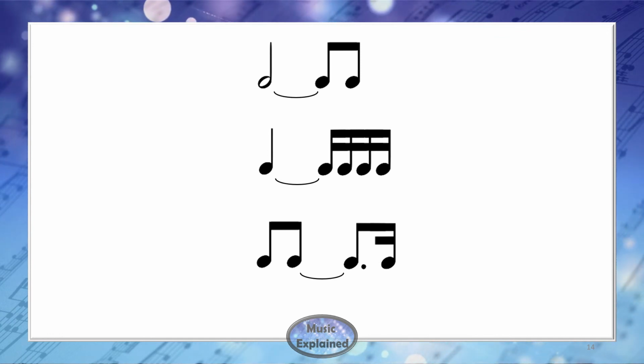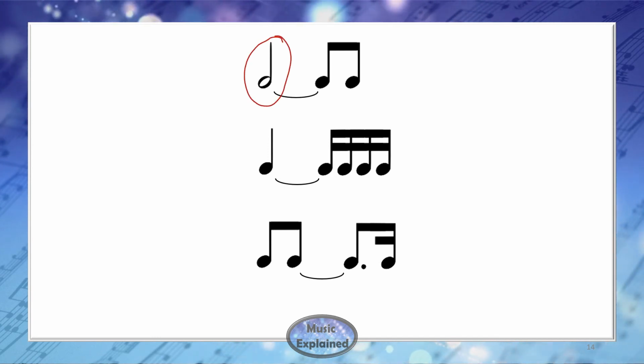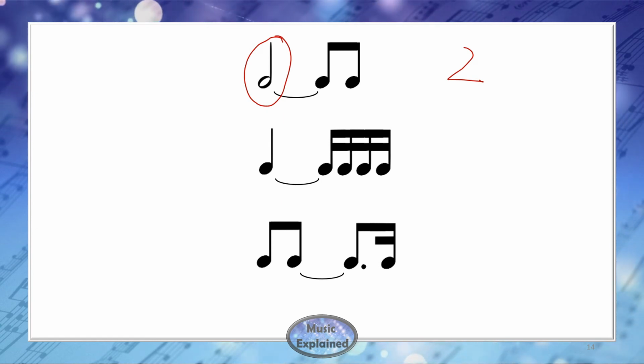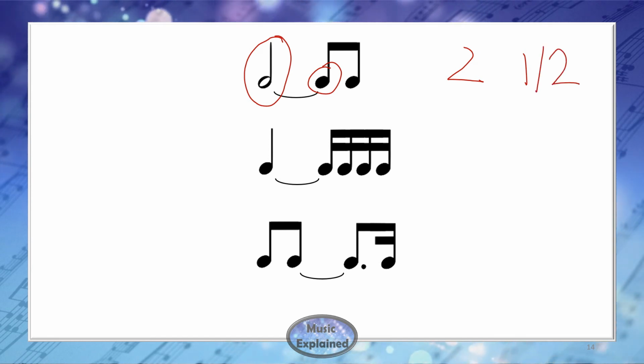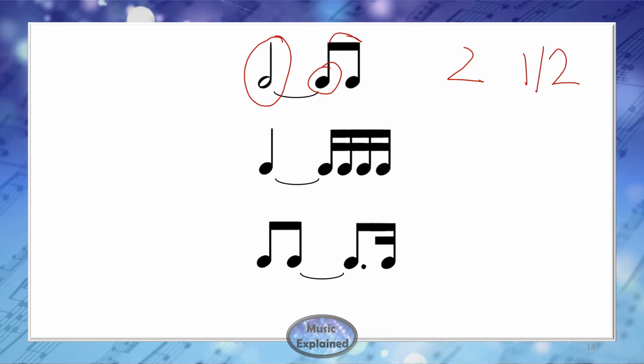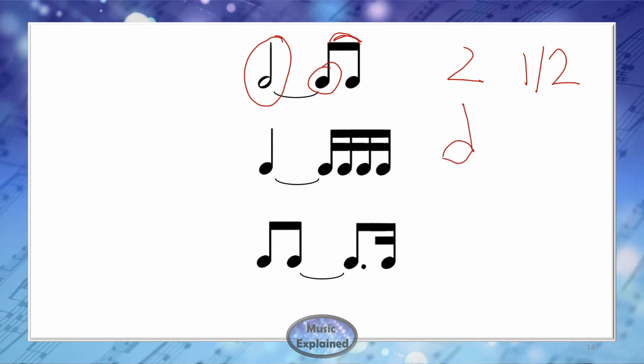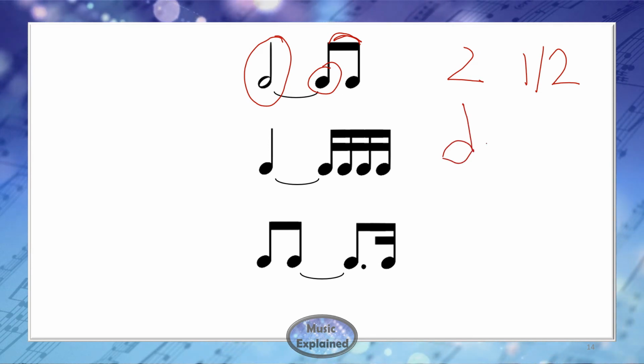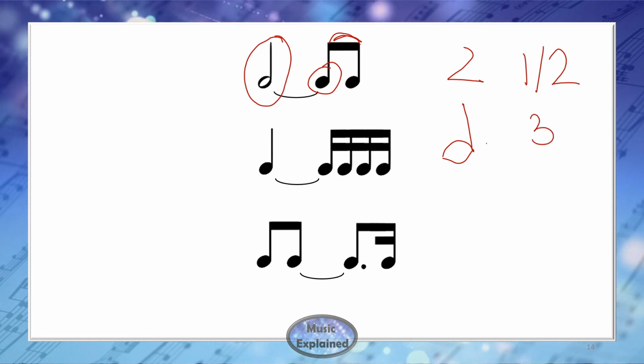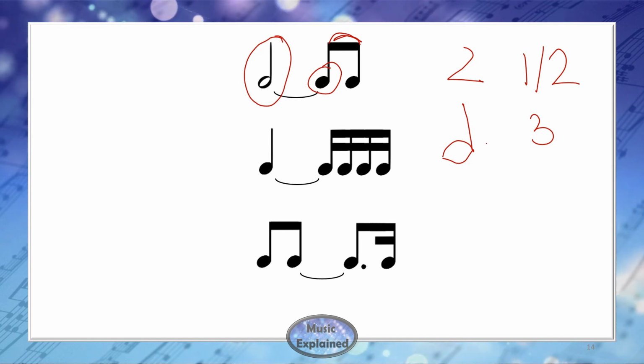For example, here we have a half note, which is 2 beats. The half note is connected to an 8th note, which is a half beat, but the 8th note is connected with a beam to another 8th note. If we use this half note and we add a dot to it, that will be 3 beats. There is no other way we can represent this 2.5 beat value except with a tie.